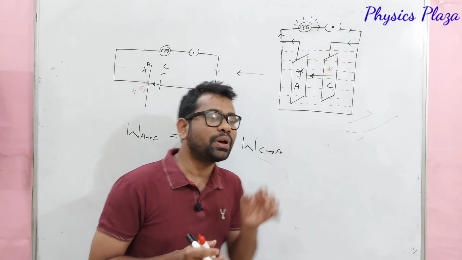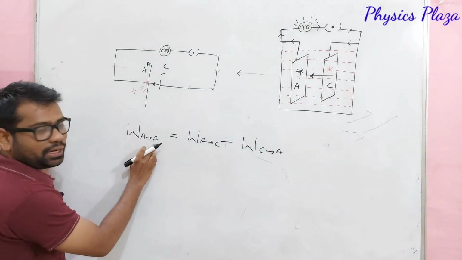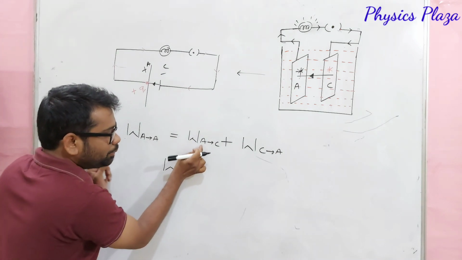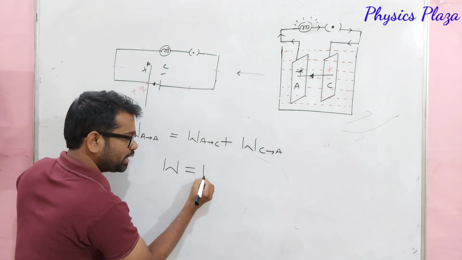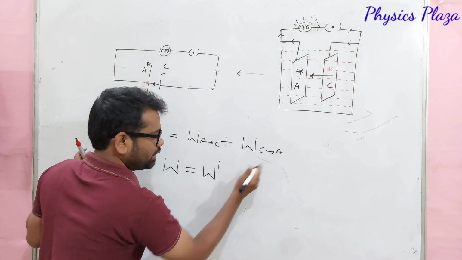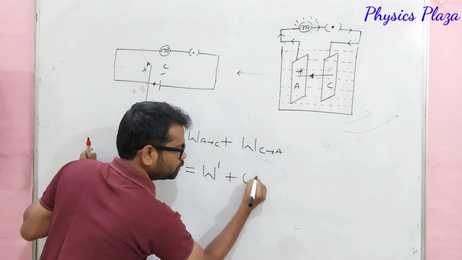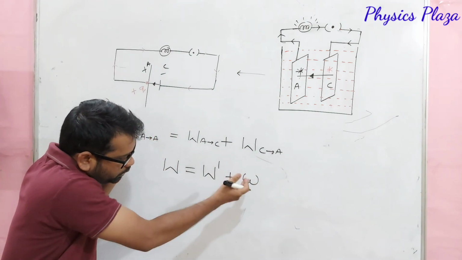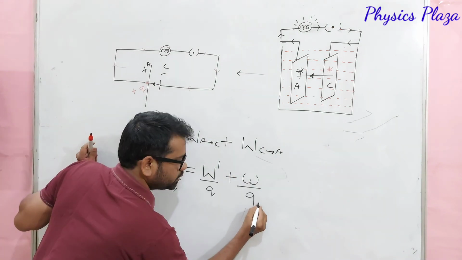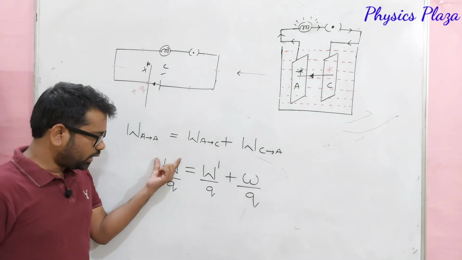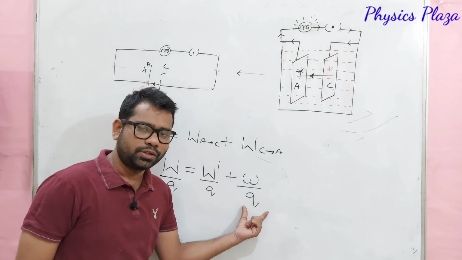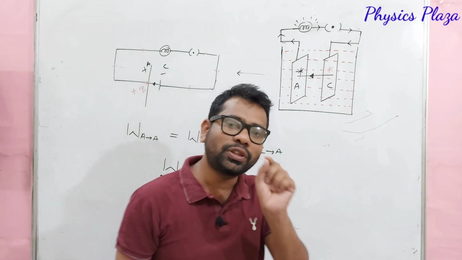So let us give some symbols to these, dear children. W A to A, let us represent with a capital W only. Whereas W A to C, let us represent with a W dash. And WCA, let us represent with a small w. Now on both sides, let us divide by the charge Q. So children, look here. It is work done per charge only. All are work done in order to move the charge only.